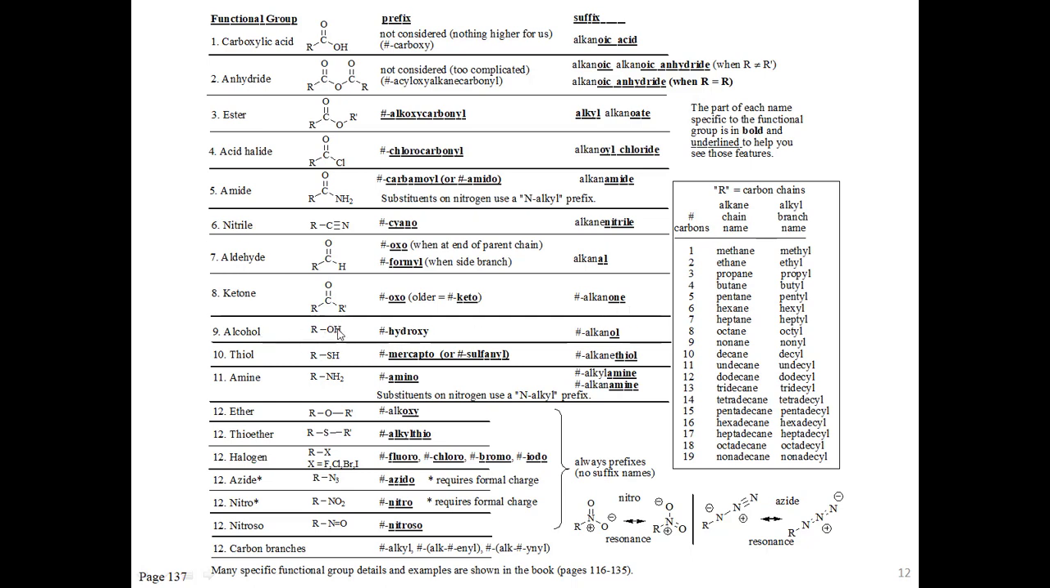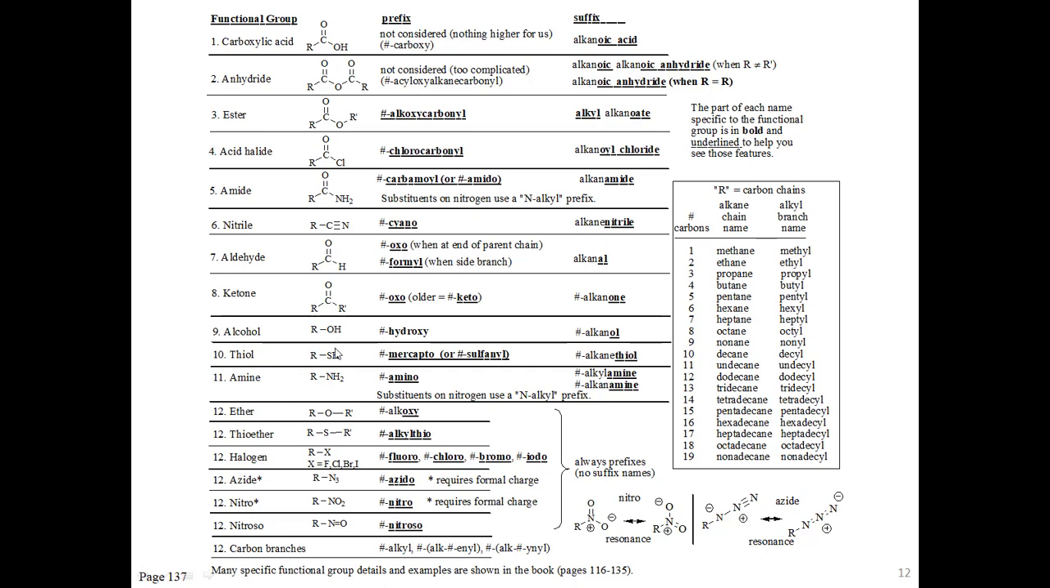Alcohols are the OH group, and if it's a lower priority group, you give it a number and hydroxy. That is not hydroxide. Okay, so don't name it as hydroxide, that's an anion. Or it could be, if it's the high priority group, alkanol: methanol, ethanol, propanol.